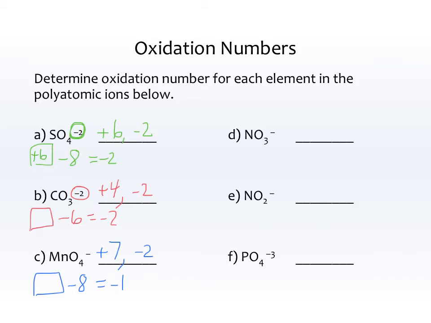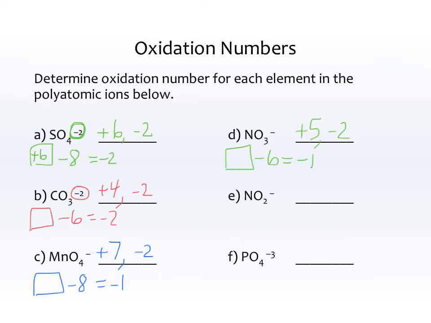For the next 3, try them on your own. Pause the video now. Do it. Okay, hopefully you did. Let's look at nitrate. As a whole, the ion is a -1. Oxygen is always -2, but there's 3 of them, so that's a total of -6. So nitrogen, minus 6 equals -1, has to be +5.